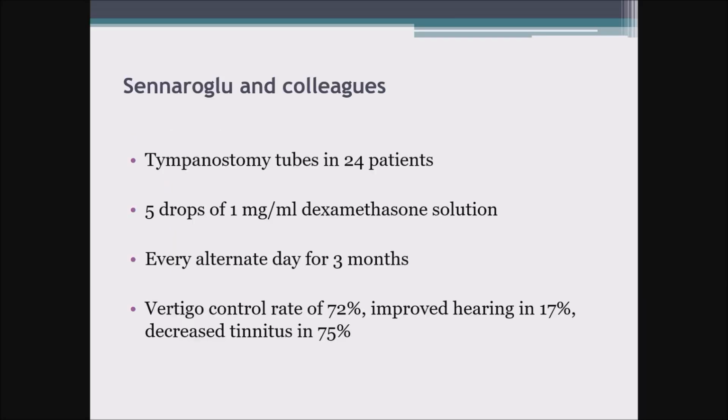Another important study was done by Sennaroglu and colleagues, and they used Gromet, and they put 5 drops of 1 milligram per ml dexamethasone on every alternate day for 3 months, and they saw good vertigo control in 72% of patients.